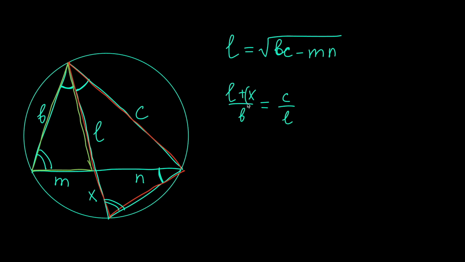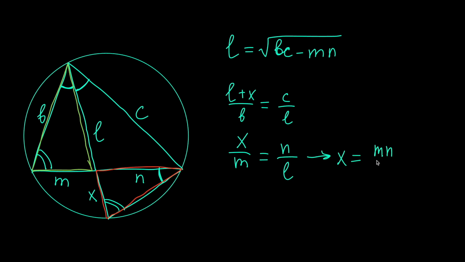Now we have to eliminate X, and to do that we need another pair of similar triangles. We can see that the green triangle is also similar to this small triangle here. So the ratio of these two corresponding sides equals the ratio of these two corresponding sides, which means that X over M equals N over L. Now we can express X from this proportion. It is equal to MN over L. And if we plug X into this proportion, we're gonna have that.